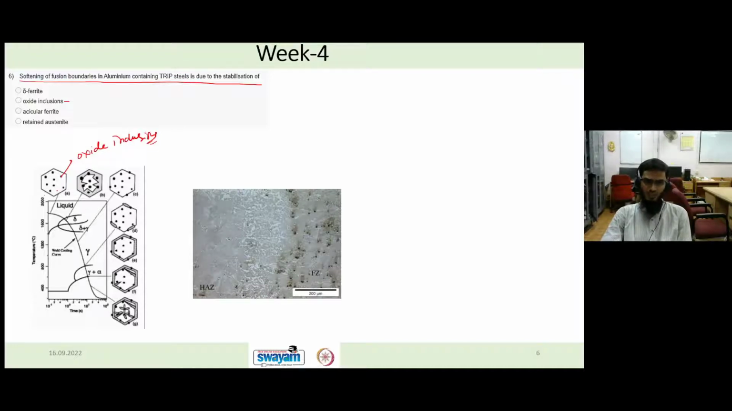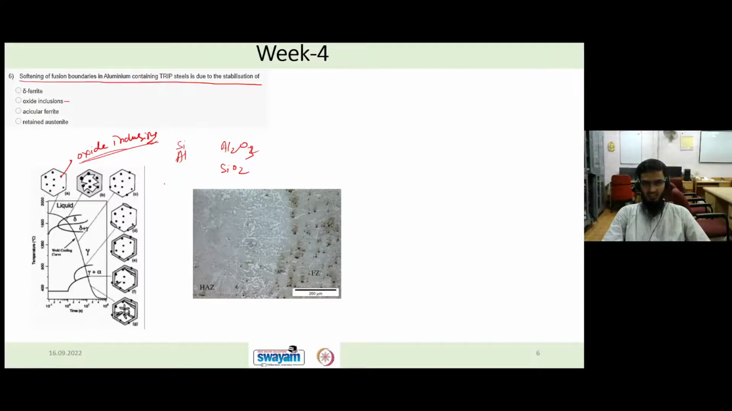These will be forming at a very high temperature itself, here approximately 1800 degrees Celsius. Based on whether it's silicon containing TRIP steel or aluminum containing TRIP steel, aluminum oxide Al2O3 and silicon oxide SiO2 will be forming first in the liquid itself, then delta ferrite, then austenite, and then lower temperature phases will be forming. So the first thing which will be forming here is the oxide inclusions. But it is asking about softening of fusion boundary.